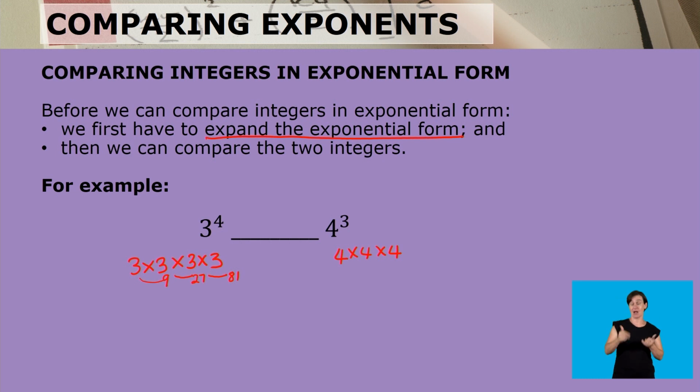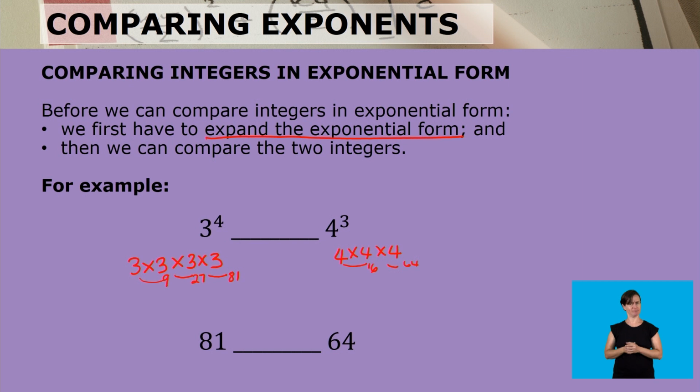What about on our right hand side? Now we have 4 multiplied by 4. Now 4 multiplied by 4 gives us 16. Now do you know what is 16 multiplied by 4? If you are thinking of 64, then you are absolutely correct. So this now means that 3 exponent 4 is 81 and 4 exponent 3 is 64.